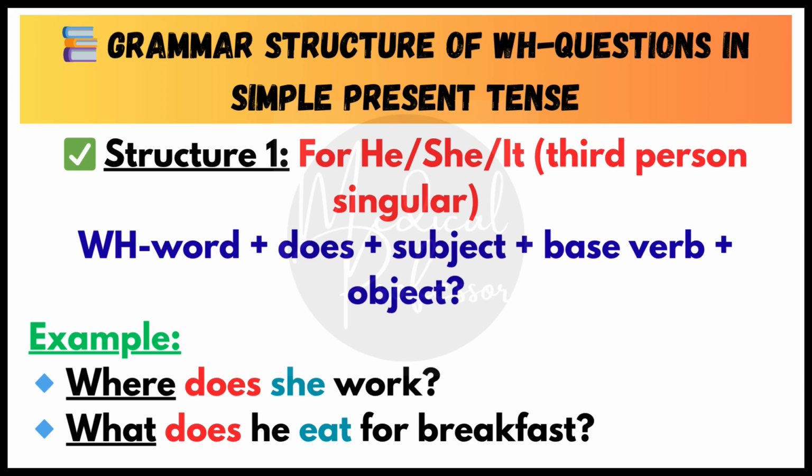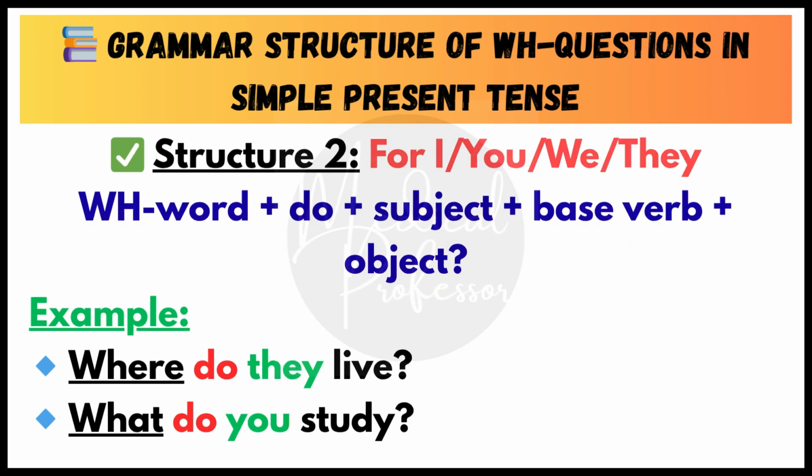For example, where does she live? If the subject is I, you, we, or they, use do. For example, what do you do on weekends? Remember, after do and does, always use the base form of the verb. No s or es, even for he, she, it.